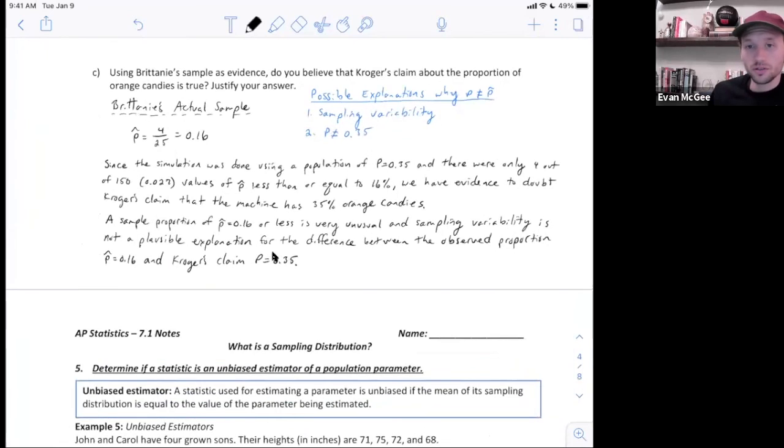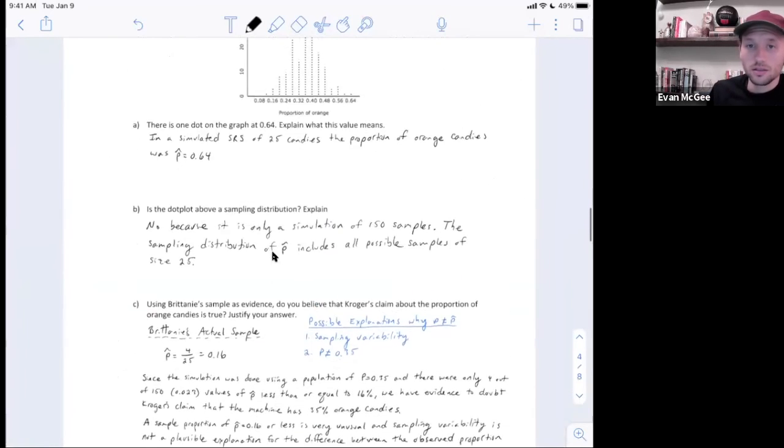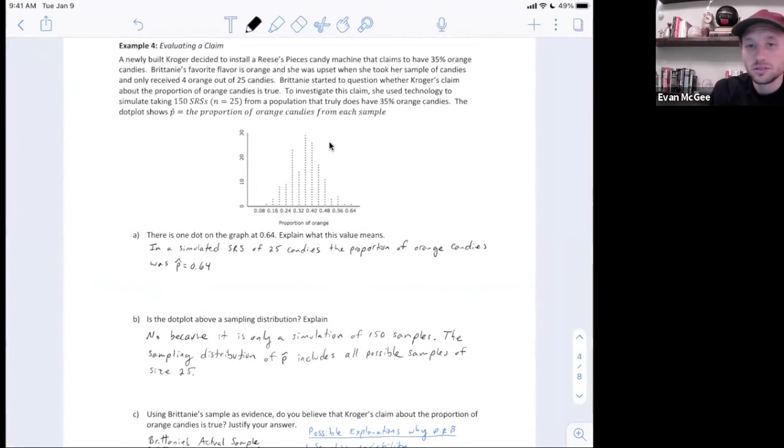So again, really what you have to do is you need to look at the simulated sampling distribution and see if 35% of the candies really were orange, what's the probability of getting 16% or fewer in a sample of 25? And it only happened 4 out of the 150. That means the true proportion in the candy must not be 35, or it must be lower based on Brittany's one sample that she took.